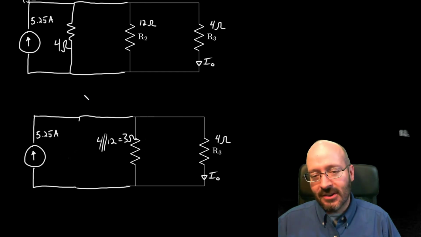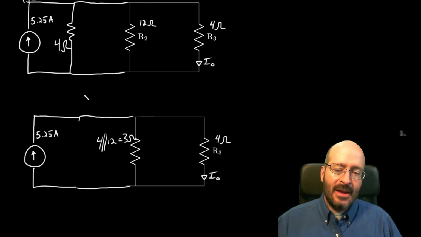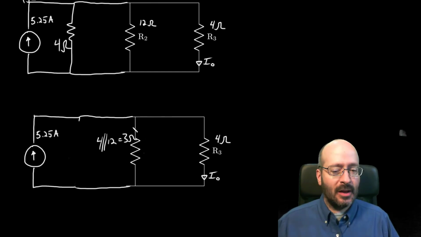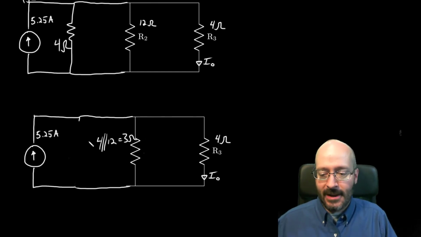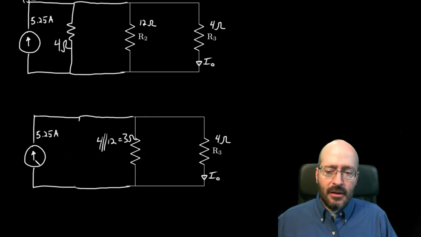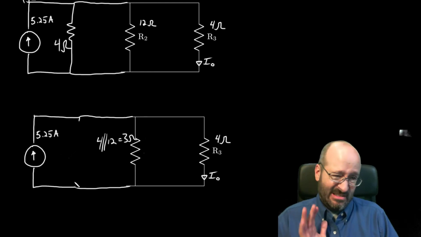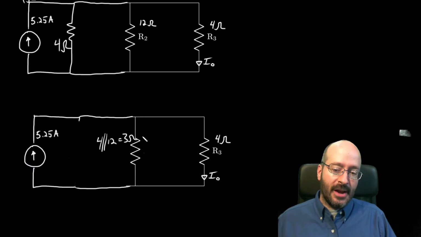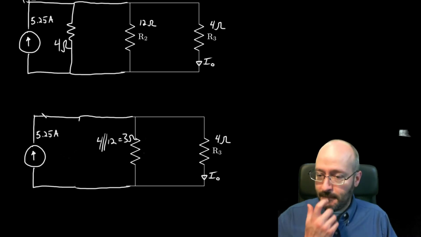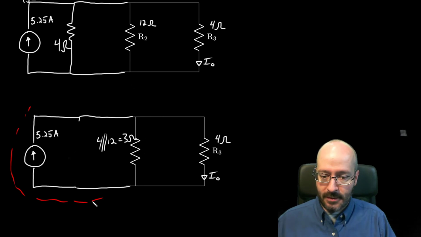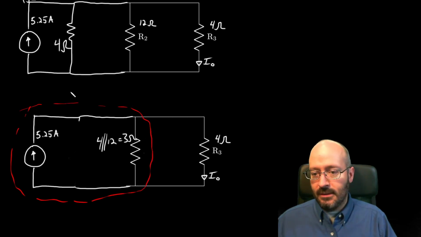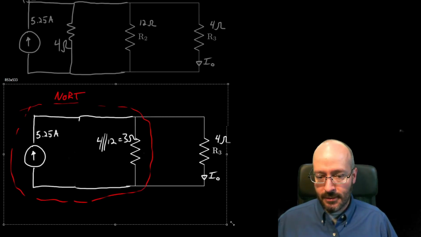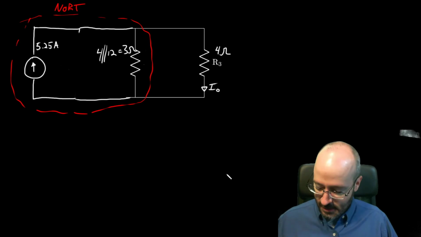Okay, is there anything in series? Nope. Is there anything in parallel? Yeah, the 3 ohm and the 4 ohm are in parallel, but I still can't combine those because I'll lose I out. So I have to consider conversions. I don't see any voltage supplies, so that tells me there's no Thevenin equivalence. I do see a current supply, and there is a resistor in parallel with it. Okay, so this is our Norton equivalent, and we're going to convert that to a Thevenin equivalent.